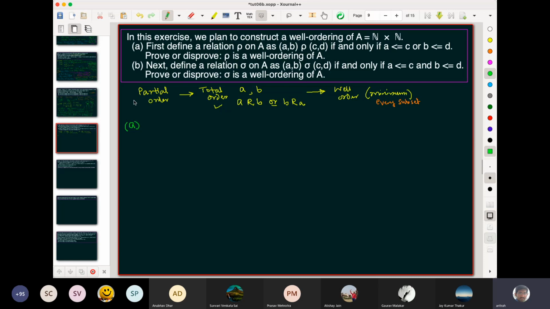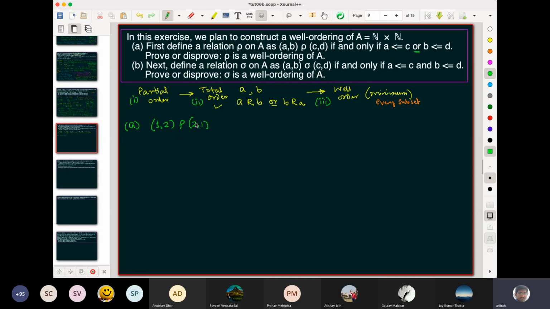So this way you have to go. First you have to show this, second you have to show this, third you have to prove this. If partial order fails, everything falls down. So is rho a partial order? No, sir. Which one fails? Antisymmetry fails, right? 1, 2 and 2, 1. Correct. 1, 2 is related to 2, 1. Why? Because this or this.